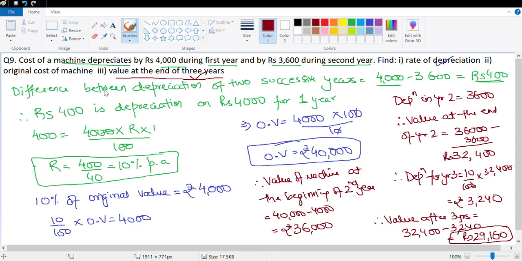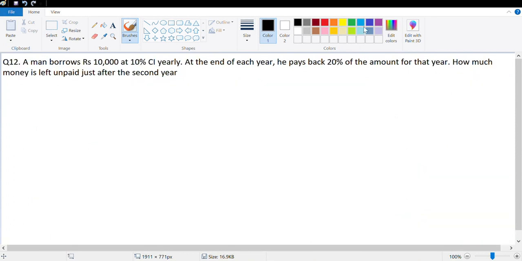Good, let's look at the last question that I solved with you from this exercise. The last question is question number 12. It says a man borrows 10,000 rupees at 10% compound interest yearly. At the end of each year, he pays back 20% of the amount for that year. How much money is left unpaid after the second year?